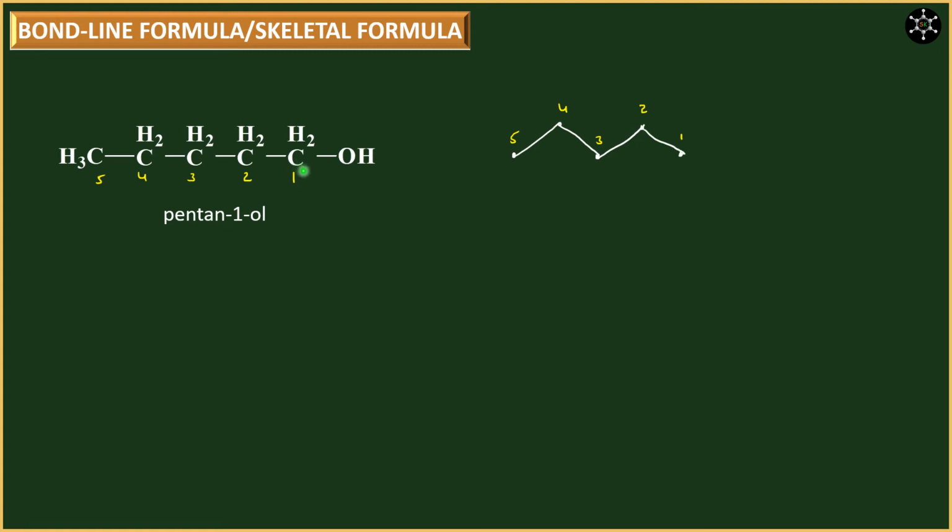Carbon atom 1 is connected to oxygen, that is further connected to hydrogen. We need not represent the hydrogen atoms sitting on carbon atoms. Since this hydrogen is sitting on the heteroatom oxygen, we should represent this hydrogen atom even in the skeletal formula. Carbon atom 1 is connected to an oxygen atom that is further connected to hydrogen. So this is the bond line representation for pentan-1-ol.